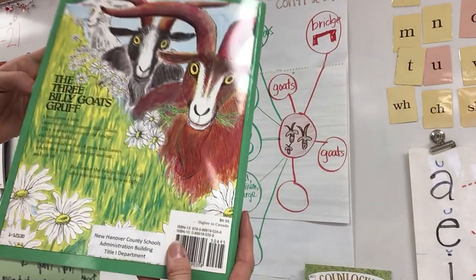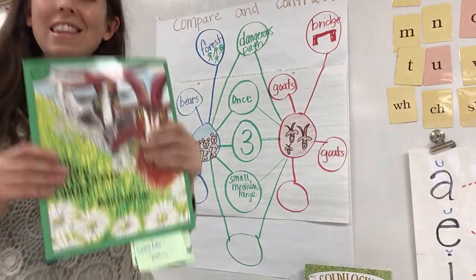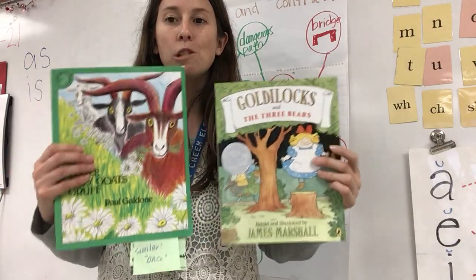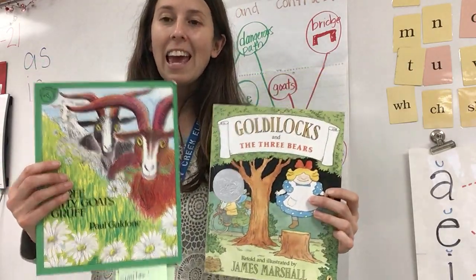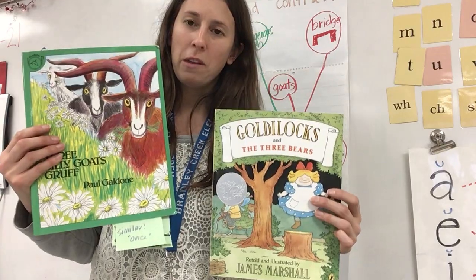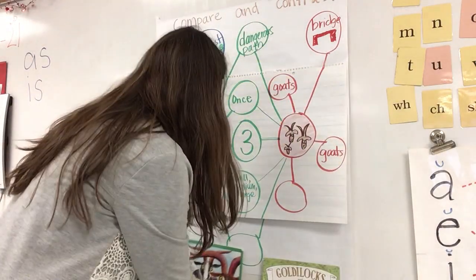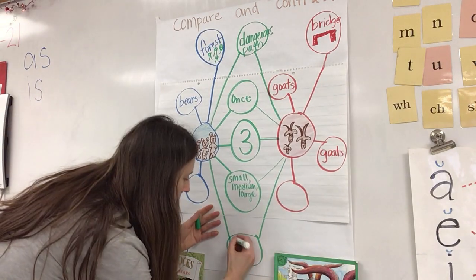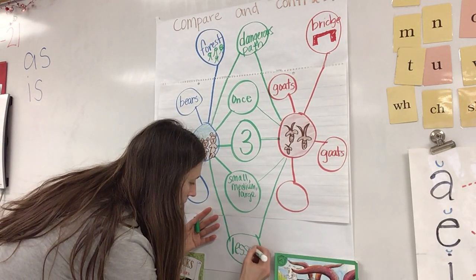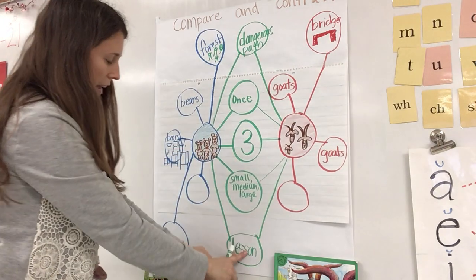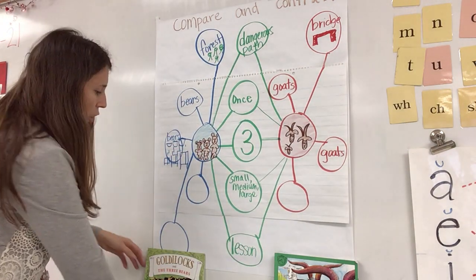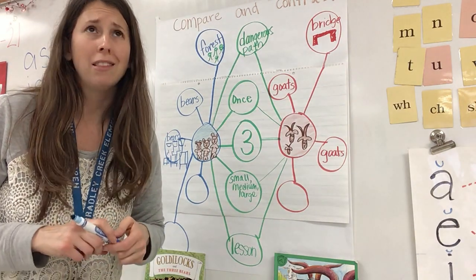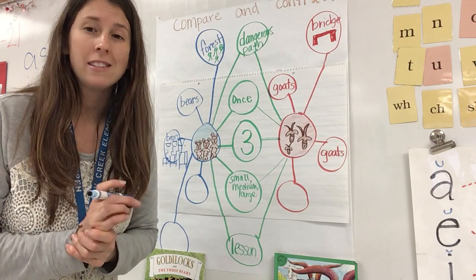The end. Wow. There's one more thing I can think of how these stories are similar. These stories both taught us a lesson. Can you think of the lesson of the 3 Billy Goats Gruff and Goldilocks? They both taught us a lesson. What was the lesson in Goldilocks and the 3 Bears? What did Goldilocks learn? Probably a lot of things, but can you think of one lesson that she learned?